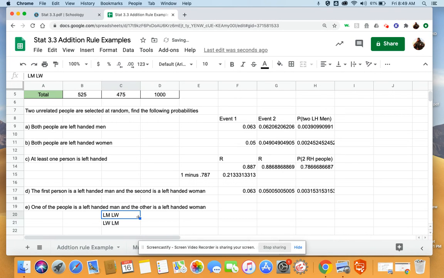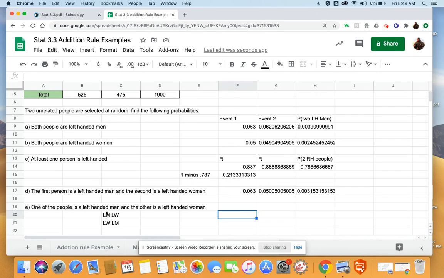And either of those outcomes would satisfy this situation of one of them being a left-handed man and one being a left-handed woman. So this is where a little bit of the addition rule comes in. We're going to find both of these probabilities independently, and then we're going to add their answers up because this is a possible outcome or this is a possible outcome. Keyword there being or. Either of these would work. Find the probability of each one, add them together. So that shouldn't be too difficult.